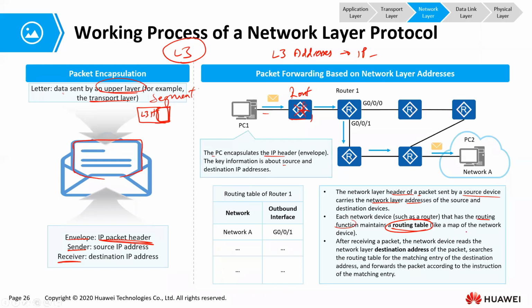It is like a map of the network device. After receiving a packet, the network device reads the network layer destination address of the packet, looks in the routing table for the matching entry of the destination address, and forwards the packet according to the instructions of the matching entry. So that is what happens with the network layer. We are going to have a lab to illustrate this, but we can actually do it real fast before we proceed.